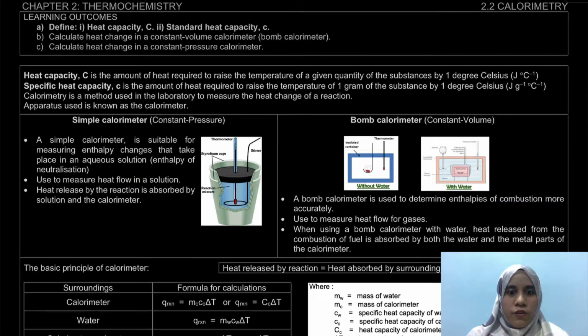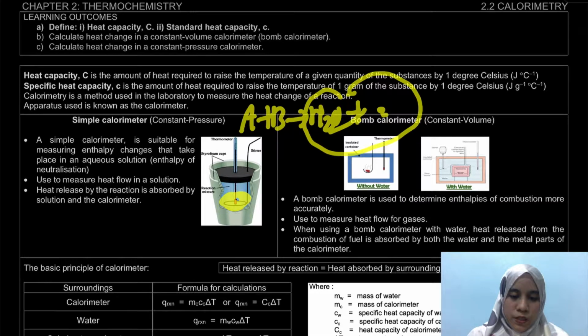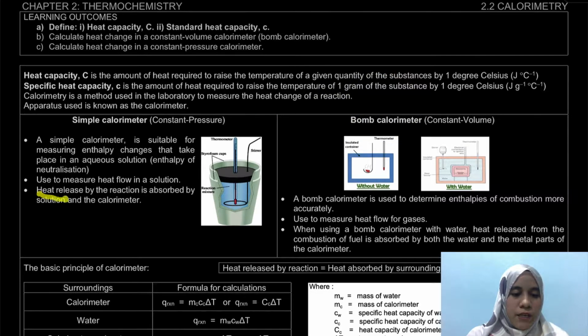For the reaction of neutralization, we know that acid plus base gives water, and we will have our aqueous solution. So for this reaction, we will form water and the solution itself. So the simple calorimeter can be used to measure the heat flow in our solution. Our solution is from H2O, our water. Again, neutralization is a process where heat is released. The heat released by the reaction is absorbed by the solution and the calorimeter.